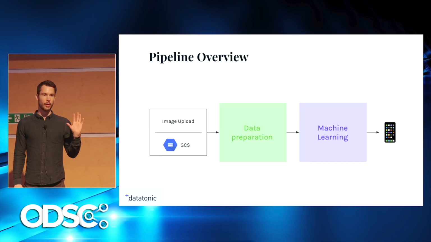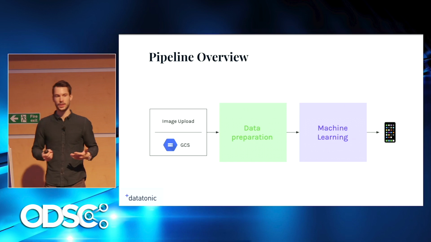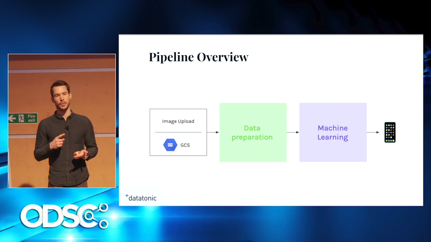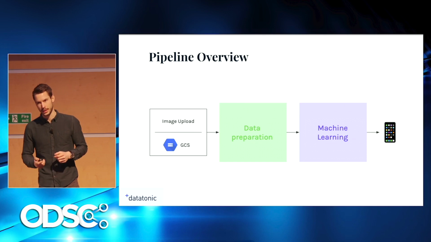So let's have the overview of the pipeline at the highest level. Again, we start from images. The straightforward way is to put these into object storage. And then there are two big blobs. One is data processing and the other is machine learning. And I'm going to go into details of these two now.